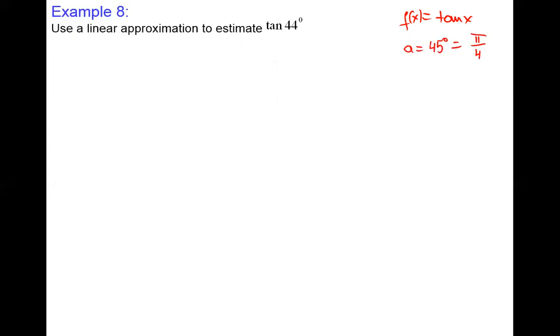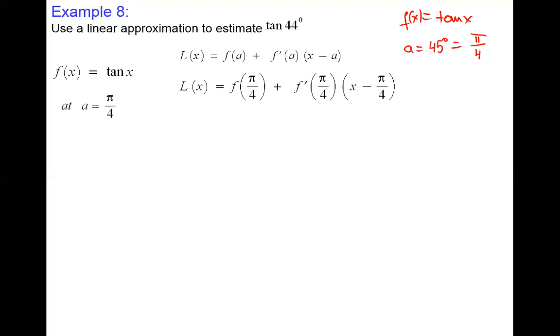And then if I get a tangent line to the tangent function at 45, I can approximate tangent at 44 degrees, which of course I have to change to radians. Okay, let's get the approximation, the linearization. Linearization is equal to f of a plus f prime at a times x minus a. A is 45.